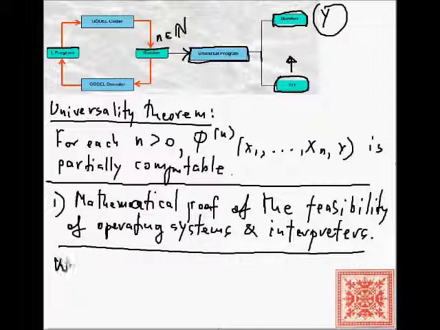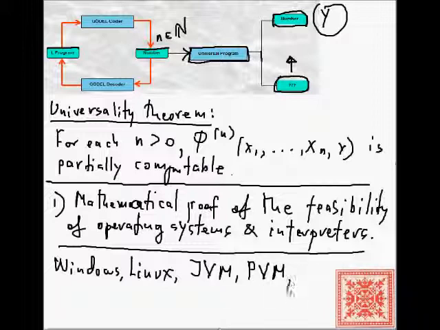So modern operating systems and virtual machines, such as Windows, Linux, Java virtual machine, Python virtual machine, Lisp machine, they owe their existence to this theorem. Okay, this is to be continued.